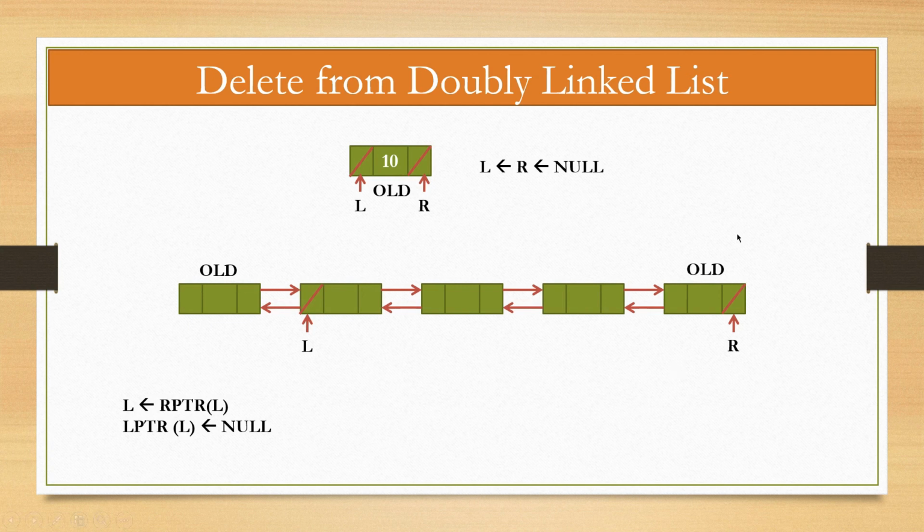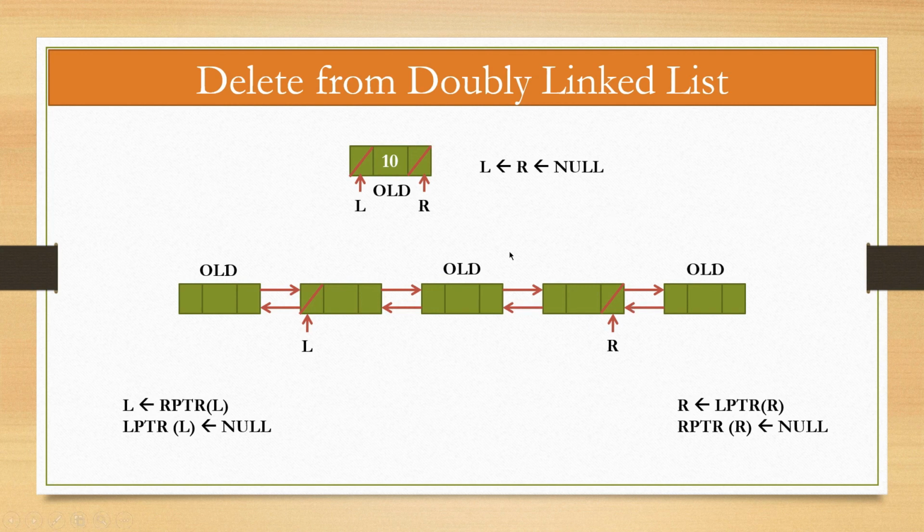Now suppose this is the old and we have to delete this. For this, R now becomes left pointer of R, right? So this is the R, or we can say the rightmost element of the linked list. So in the same way, right pointer of R is assigned to null, so this becomes null because we have to delete this node and we have to free this space of the node.